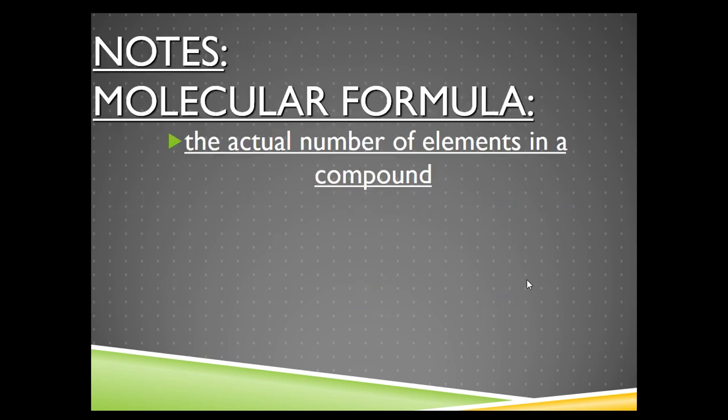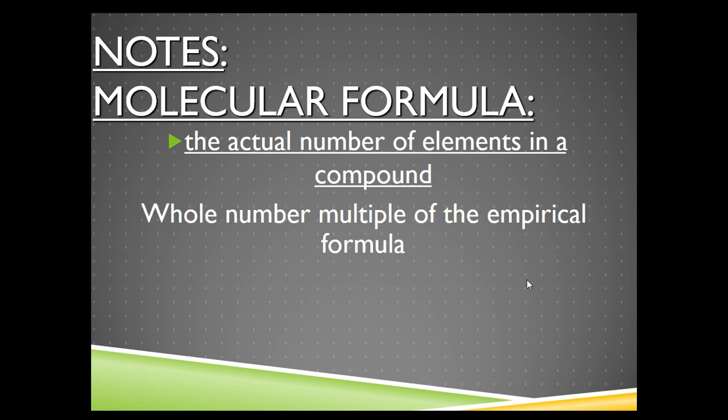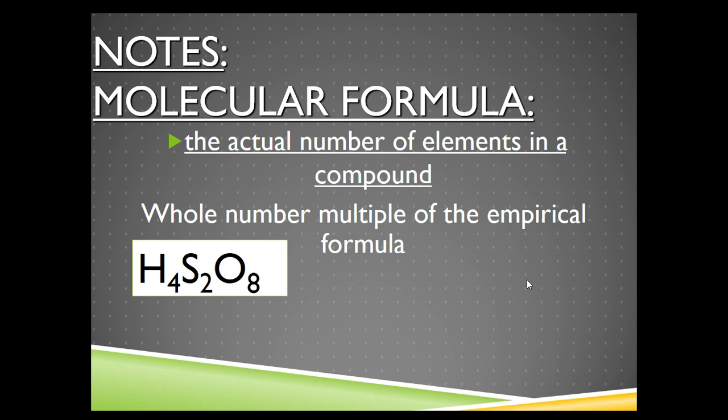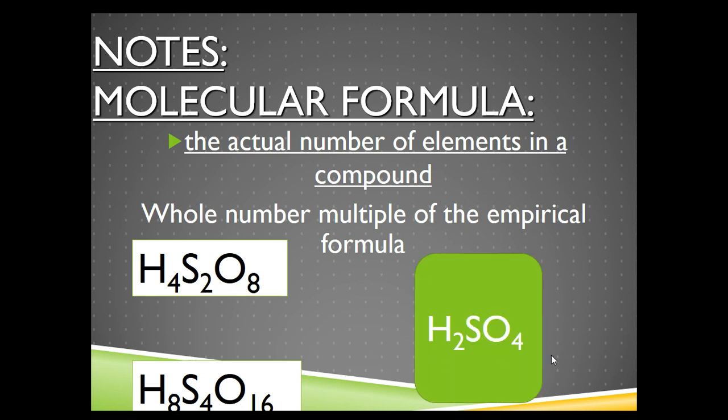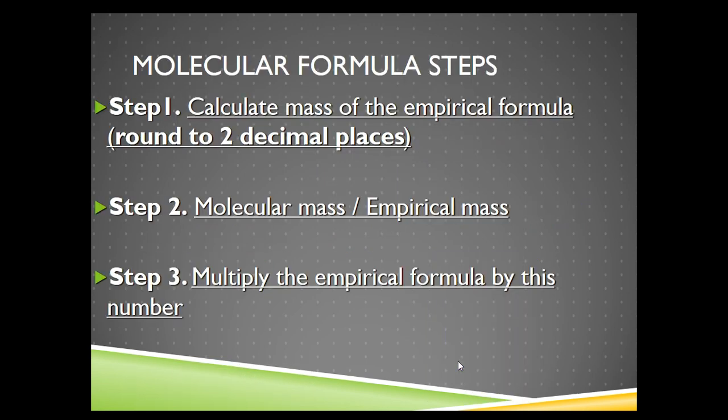All right, so let's talk about molecular formula, and this is the actual number of elements in a compound. The whole number multiple of empirical formulas. So let's say we have these two molecular formulas. What would be the empirical formula for each of these? And hopefully you come up with this, H2SO4, sulfuric acid, if you guys remember. Okay, so each of these could be reduced down to this. So this is a molecular formula and this is a molecular formula, but this is the empirical formula.